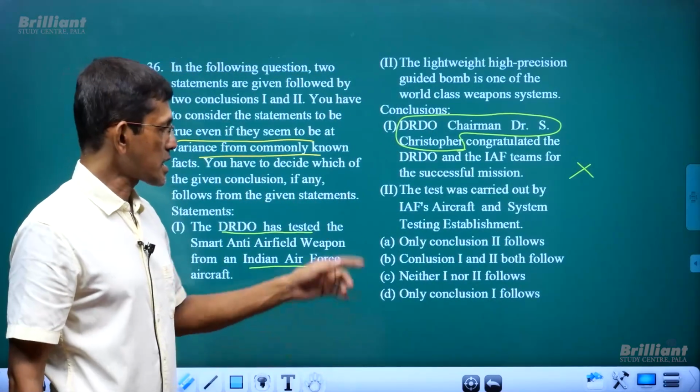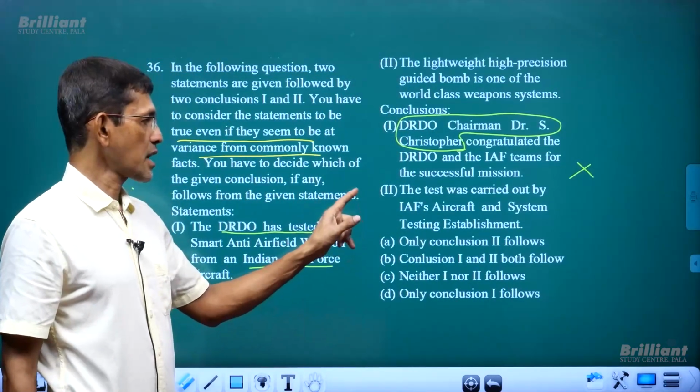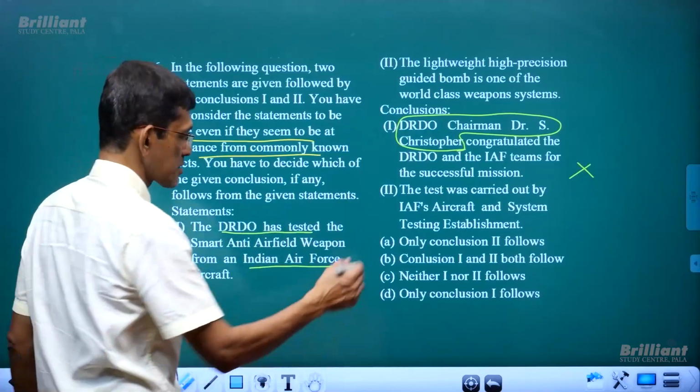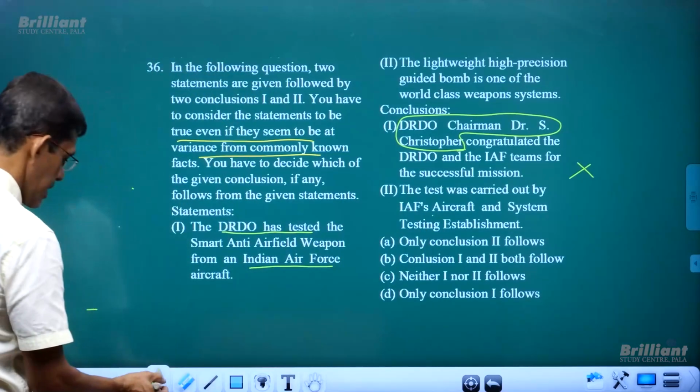Second conclusion, the test was carried out by IAF's aircraft. Okay, that's correct. This part is correct. IAF aircraft.